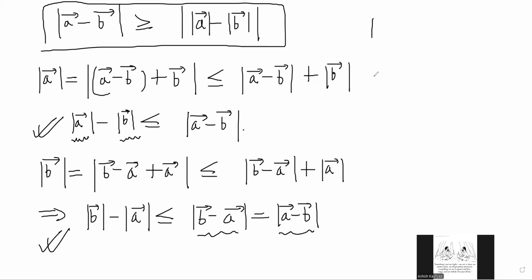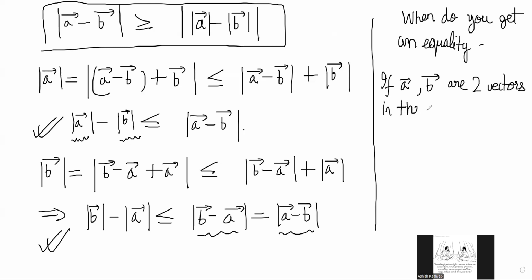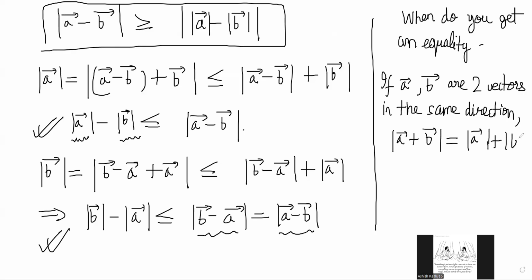Now, think about it. These are triangle inequalities. When do you get an equality here? When do you get an equality, right? If A and B are two vectors in the same direction, then you can say that mod of A plus B will be equal to mod A plus mod B.